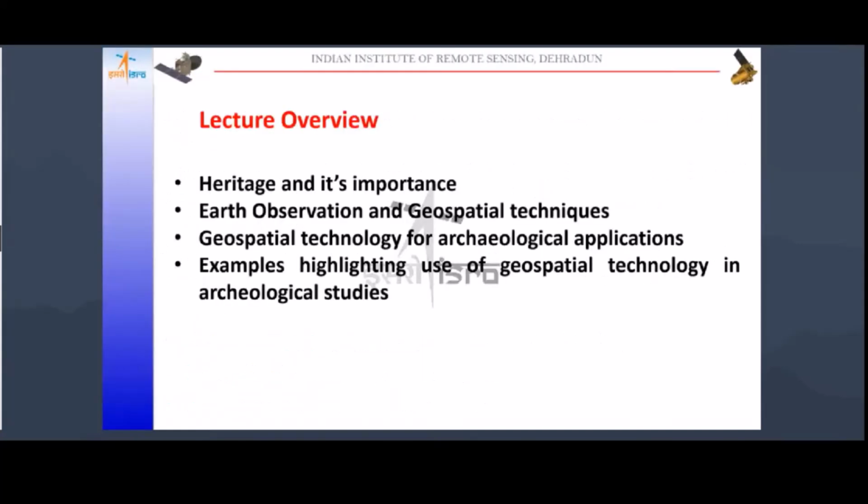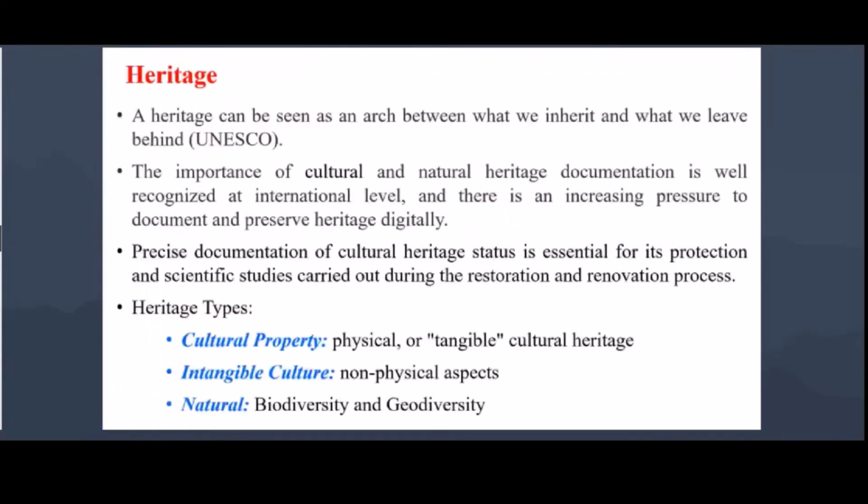Then comes natural heritage, which refers to the biodiversity that is available, like the Valley of Flowers in Uttarakhand. It is a biodiversity heritage, or geobiodiversity, like Yellowstone National Park in the United States, Uluru Rock in Australia, and so on and so forth.